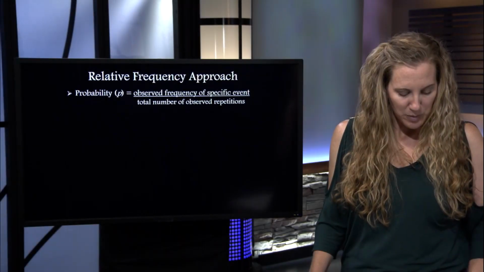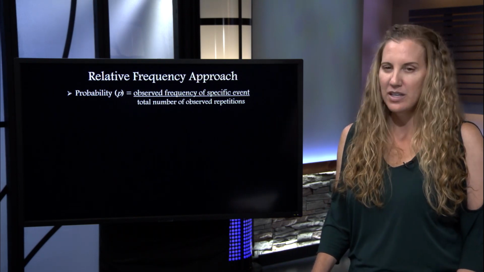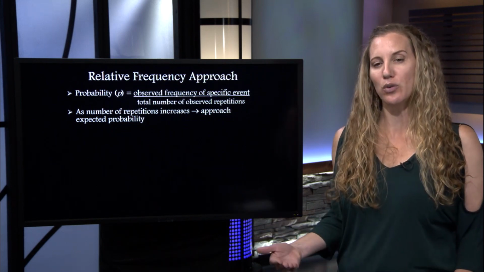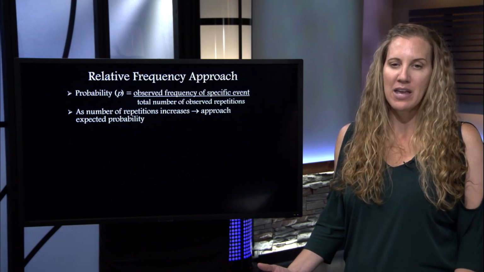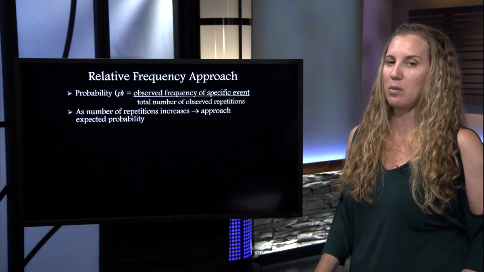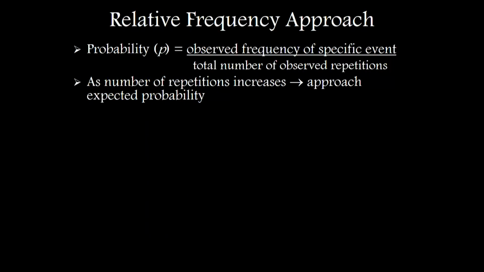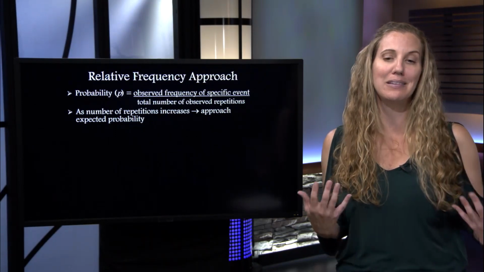So this particular approach to probability is based on the assumption that as the number of repetitions increases, you're going to approach your expected probability. I'll give you some examples that will hopefully help you understand that a bit more. It's basically the assumption that as the number of repetitions increases, we're going to approach that expected probability. And we actually have a name for that expected probability. It's called the limit.